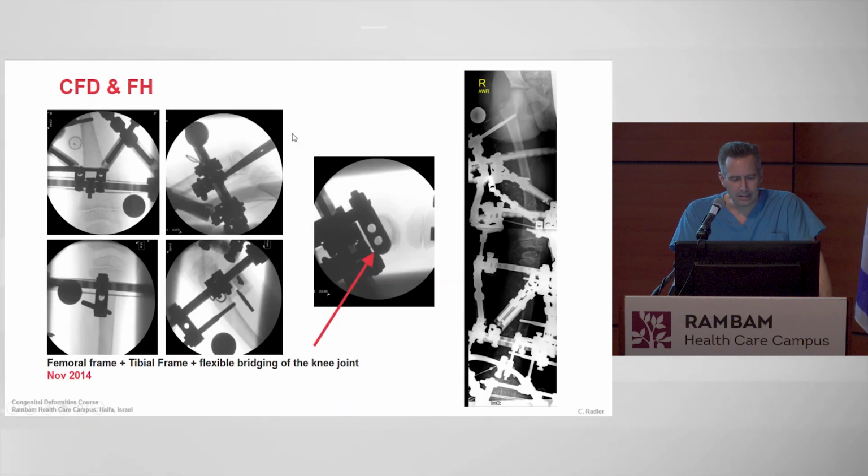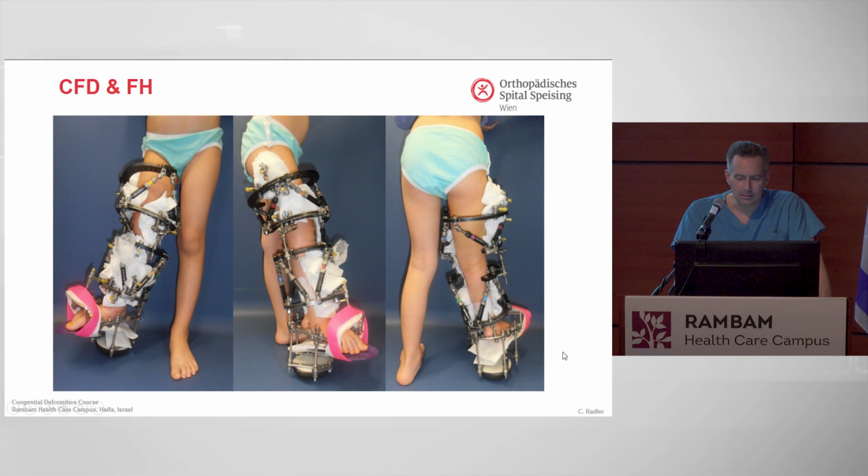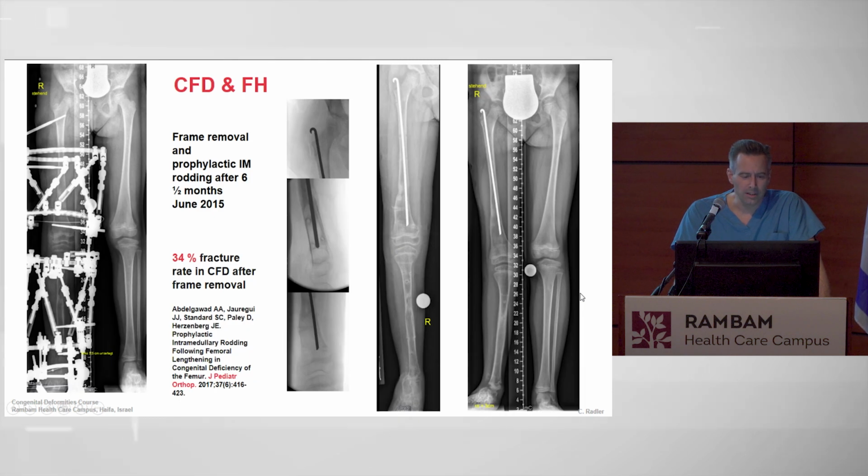And you can see our technique again with the TSF on the femur, flexible bridging of the knee joint, and lengthening of the tibia. This was done in November of 2014. And you can see I lengthened 5 centimeters on the tibia, 3 centimeters on the femur, for a total of 8 centimeter lengthening. And this was the frame. I agree that's a pretty big frame, but the advantage is you can put on this walking platform to compensate for the leg length discrepancy. She had a flexible bridging of the knee joint and was able to flex her knee and to work on her knee.